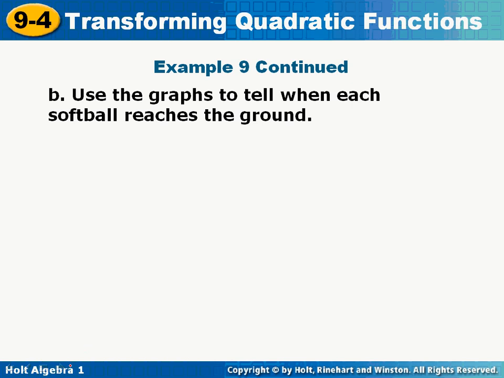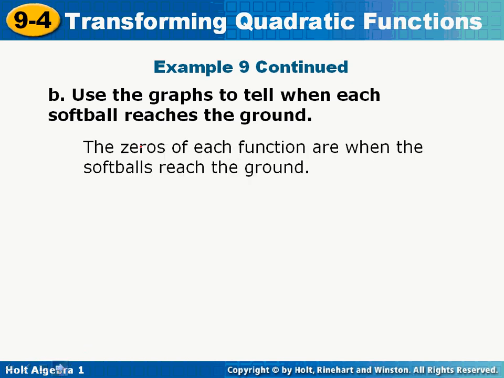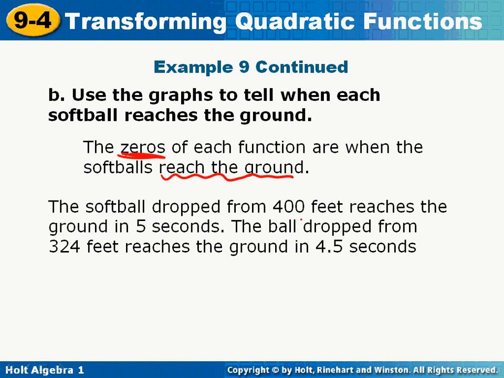Use the graphs to tell when each touches the ground. The zeros are when it reaches the ground. Please write that down. The zeros is when it touches the ground. We went over a few of those today. Remember the juggler? All right. The softball that was dropped from 400 reaches the ground in 5 seconds.